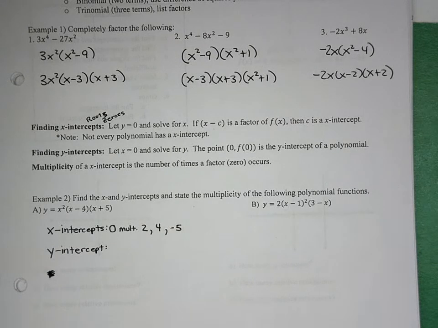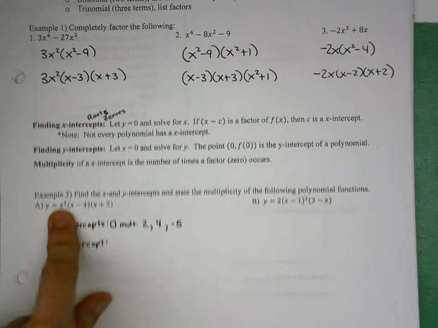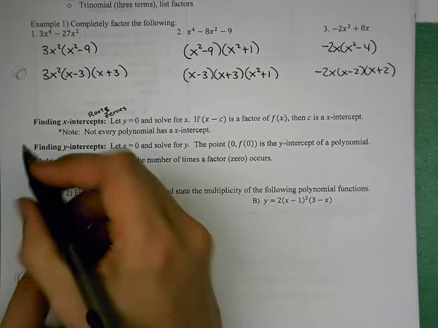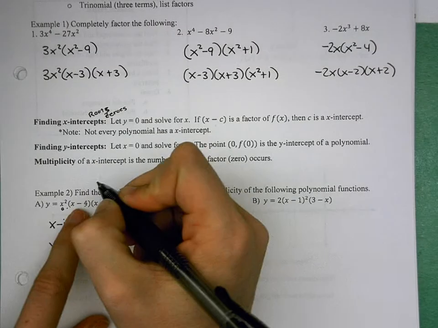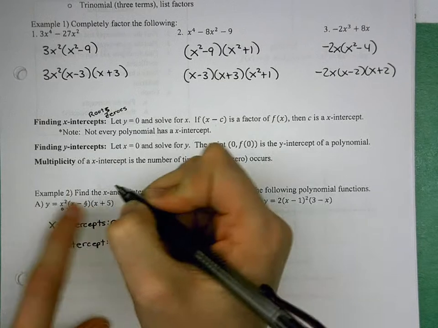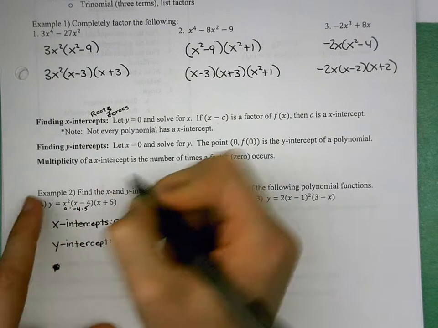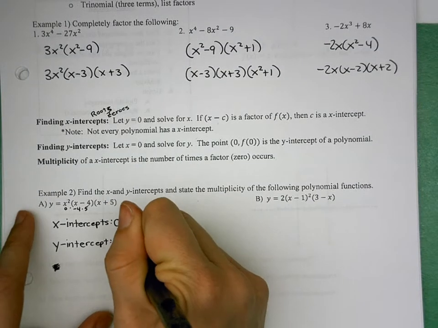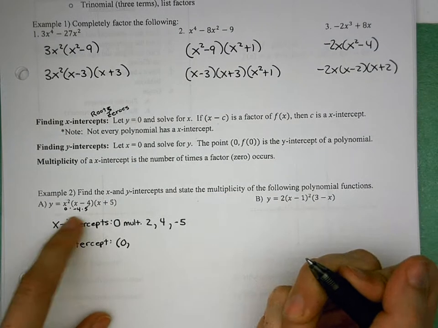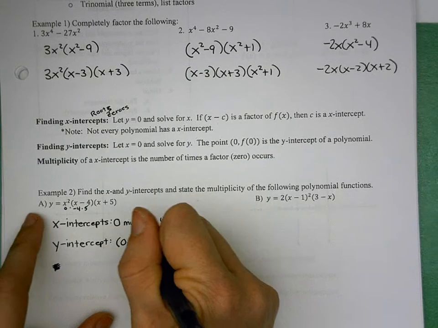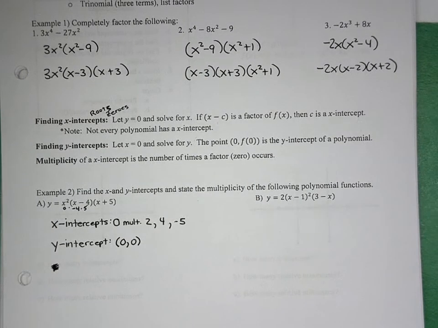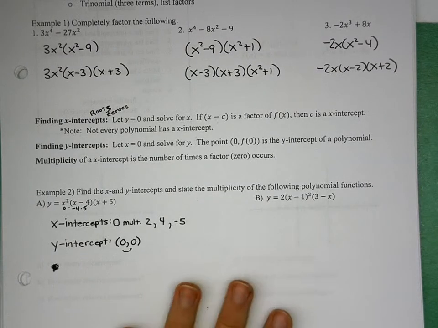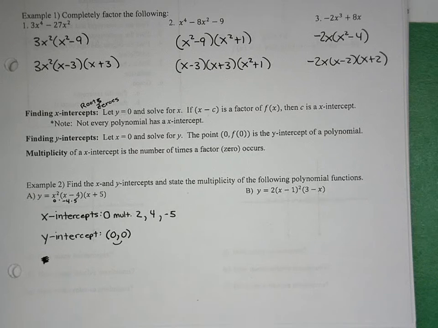Y-intercept. Y-intercept is when x equals 0. So if I plug in 0 here, we get 0 times plugging in 0 here, negative 4 times plugging in 0 here, 5. 0 times negative 4 times 5 is 0. And so when x is 0, my y is 0. Okay? And so that's my y-intercept. Okay? B, go ahead and pause the video, give B a shot, restart it when you are ready.